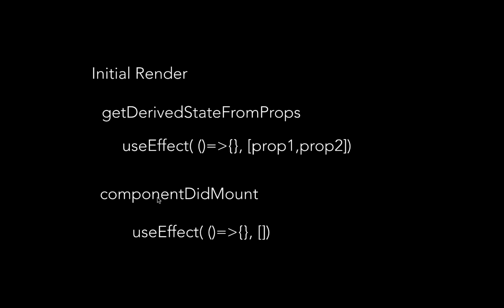componentDidMount, which means after the component is mounted, if you provide an empty array, this is not one-to-one mapping. This also runs every time, first time and every time, which means initial render and also update. But componentDidMount in classes only runs the first time.